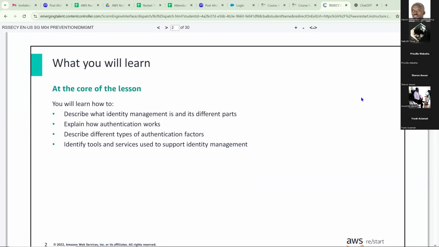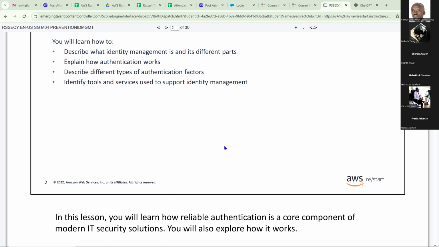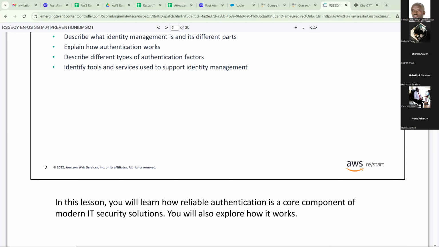The objectives here are that by the end of this unit, you should be able to describe what identity management is and its different parts. You should be able to explain how authentication works. You should be able to describe different types of authentication factors, and then identify tools and services used to support identity management. So those are the objectives that we have.